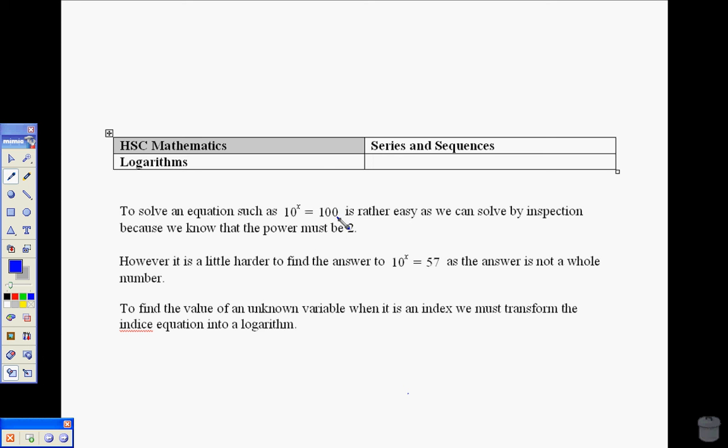10 to the power of 2 is equal to 100. That can be solved by what we call solve by inspection. Guess and check, another way to say it, but really that's what we're talking about.